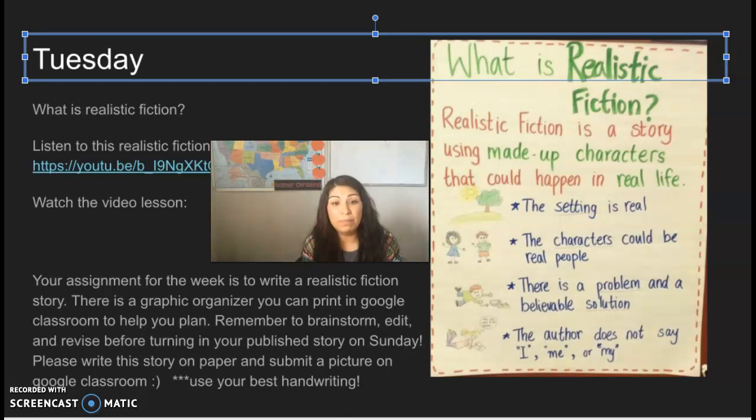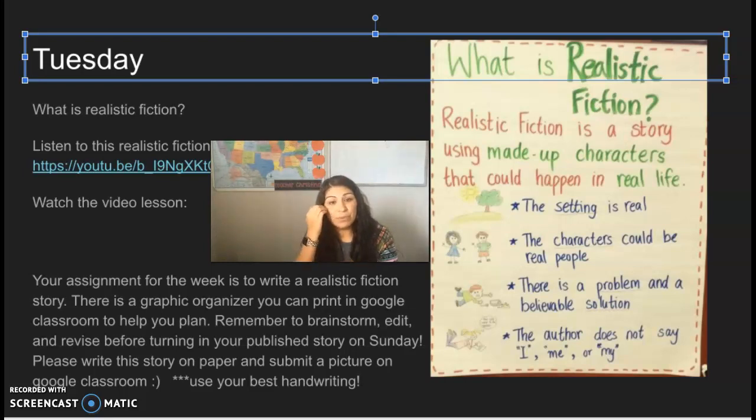Then think of a problem. What problem could your characters face? And make sure that it matches your setting. So you don't want to have a setting inside of somebody's house, and the problem is that there's a car driving down the street. That doesn't make sense because you're not outside, so it's not really a problem if a car goes down the street. So make sure that it's a realistic problem in your story. Like in this story, the problem was two characters didn't get along. That's a great problem to write about in a story.